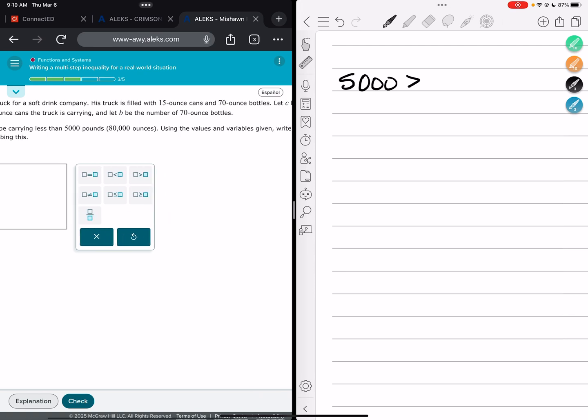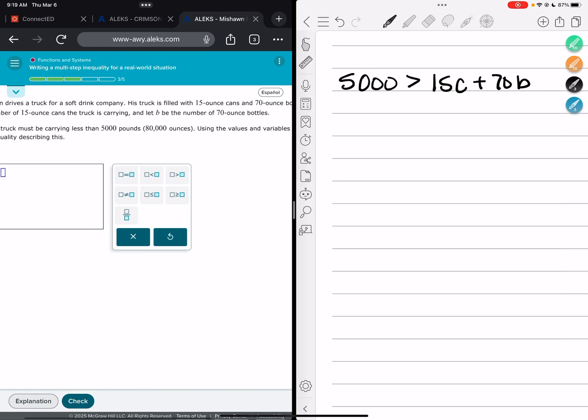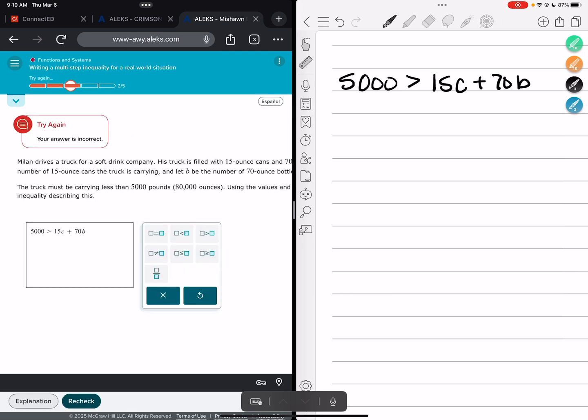And then from here, I know that as far as the weight goes, we have 15-ounce cans, so 15C, plus we also have the bottles, which weigh 70 ounces apiece, so we'd write 70B. And that's how we'd set up that inequality. So I'm going to write 5,000 is greater than 15C plus 70B, which we can go ahead and check.